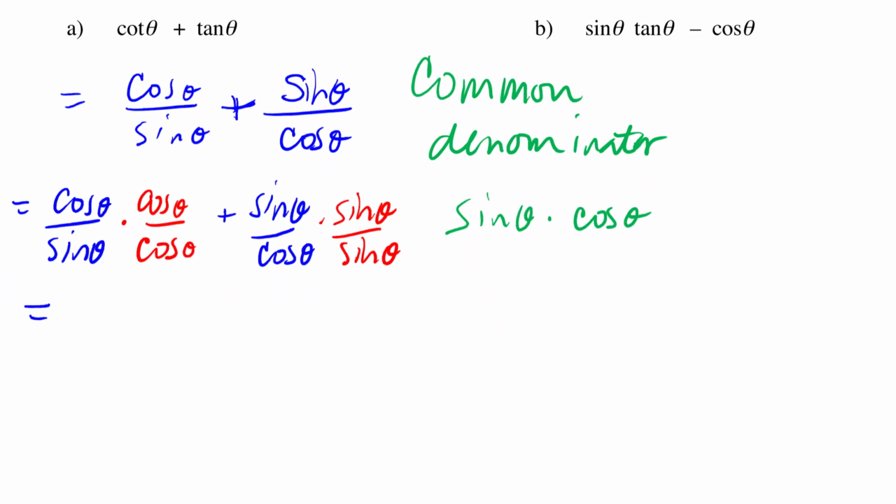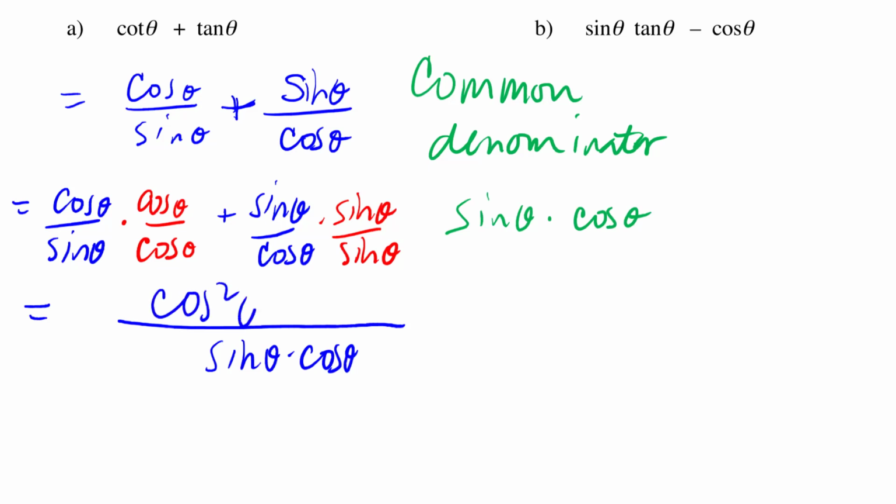Now we do have common denominators, so let's just write this as one fraction with the large denominator sine theta cosine theta. And the first fraction, when we multiply the numerators, we get cosine squared theta, then the plus sign, and then sine squared theta. And whoa, nice. That numerator is the Pythagorean identity, becomes just 1. 1 over sine theta times cosine theta. Now, this is fine as it is.